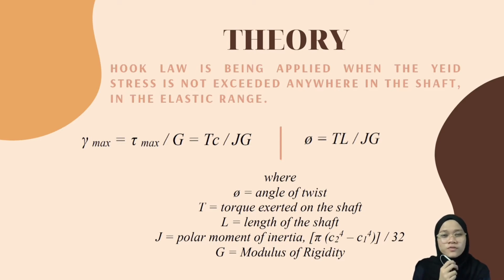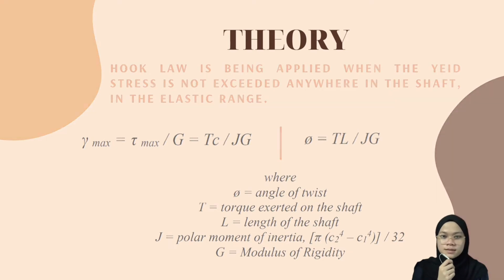Therefore, we can solve for the angle of twist, which is equal to torque times length divided by the multiplication of polar moment of inertia and modulus of rigidity. That's all from me. We're moving on to the next presenter.